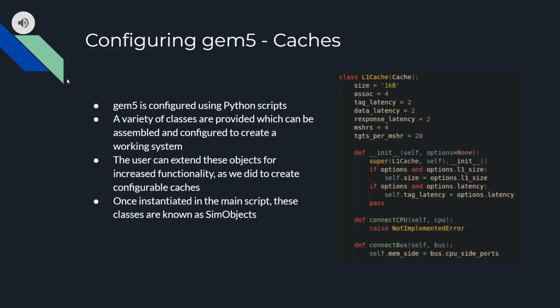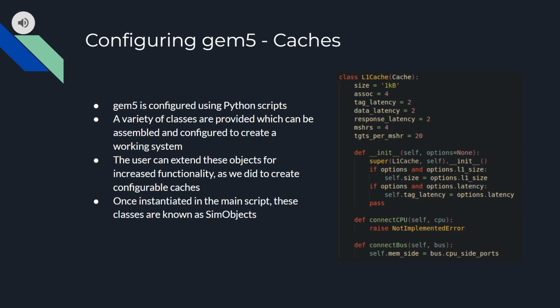Systems in Gem5 can be conveniently configured using Python scripts. Gem5 provides a large library of classes that represent different components of the system, such as RAM, caches, memory buses, and more. These classes can be extended and passed parameters to set up the system as the user desires. As you can see on this slide, we extended the provided cache class to create an L1 cache class with default values for associativity and latencies. We also created a class for the level 2 cache, which isn't shown here.